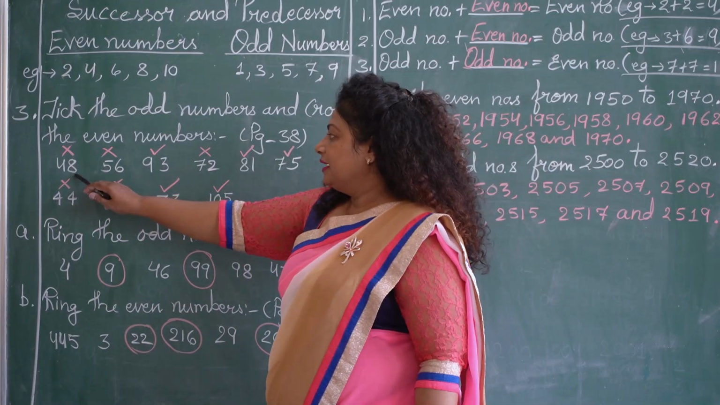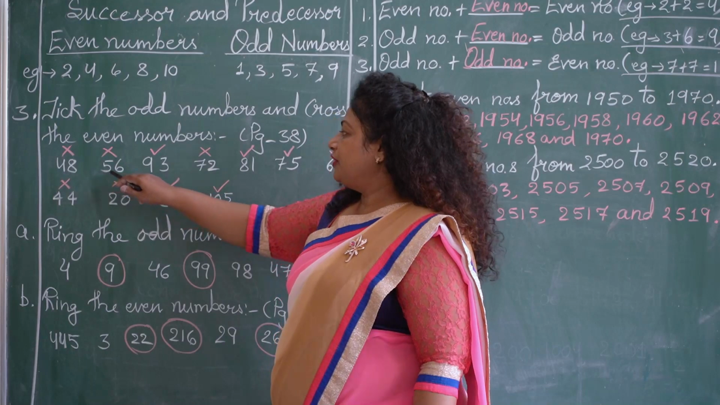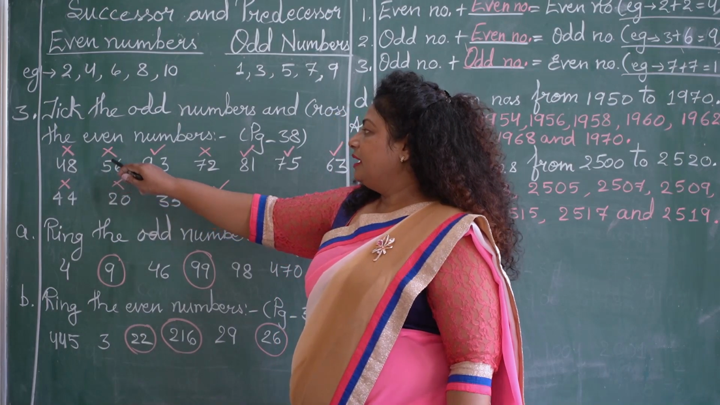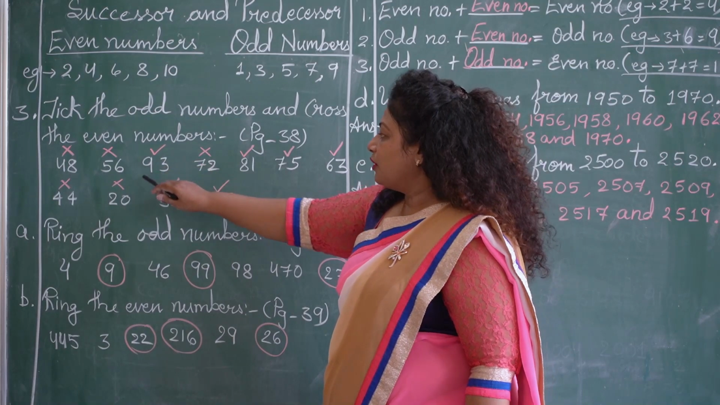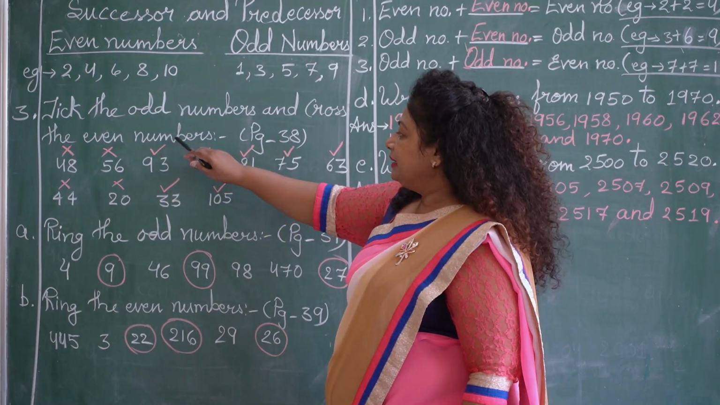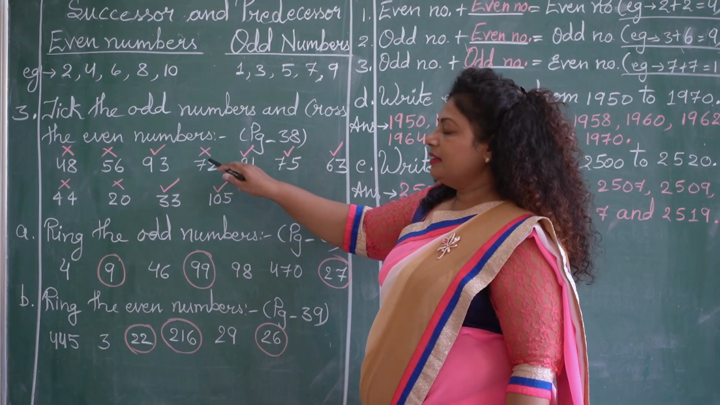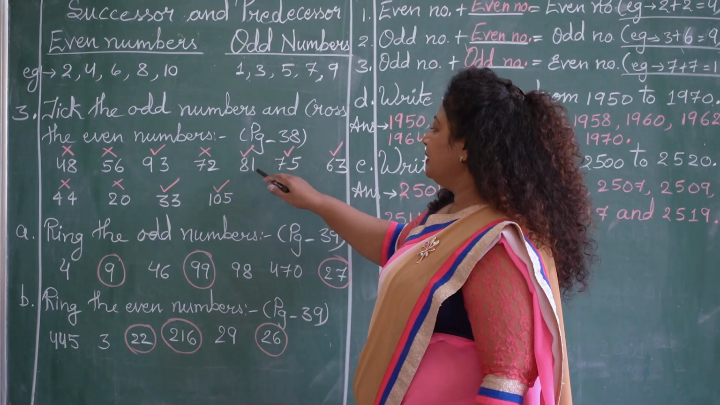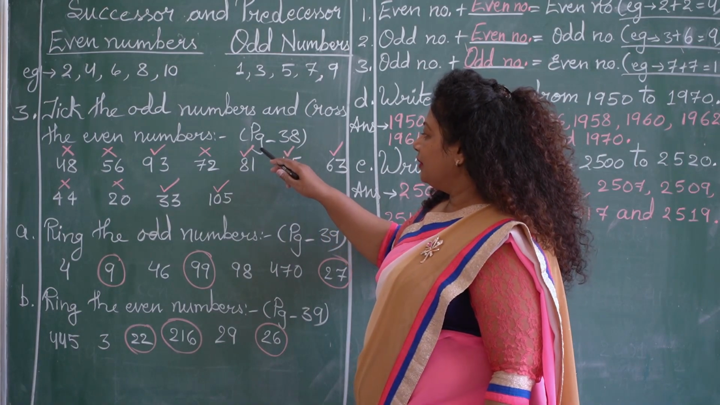Now 48. It is an even number divisible by 2. We'll cross it. 56 again, it's an even number. Let's cross it. Number 93 is an odd number because it is not divisible by 2. So let us tick it. Now the number 72 is an even number. Let's cross it. 81 is an odd number because it is not divisible by 2. Let's put a tick over it.